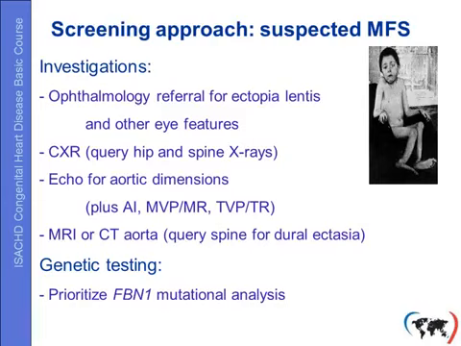Then, in the setting of ectopia lentis, which is so specific to Marfan syndrome, and in the absence of features of other disorders, we might choose to prioritize genetic testing just to look for FBN1 mutations.